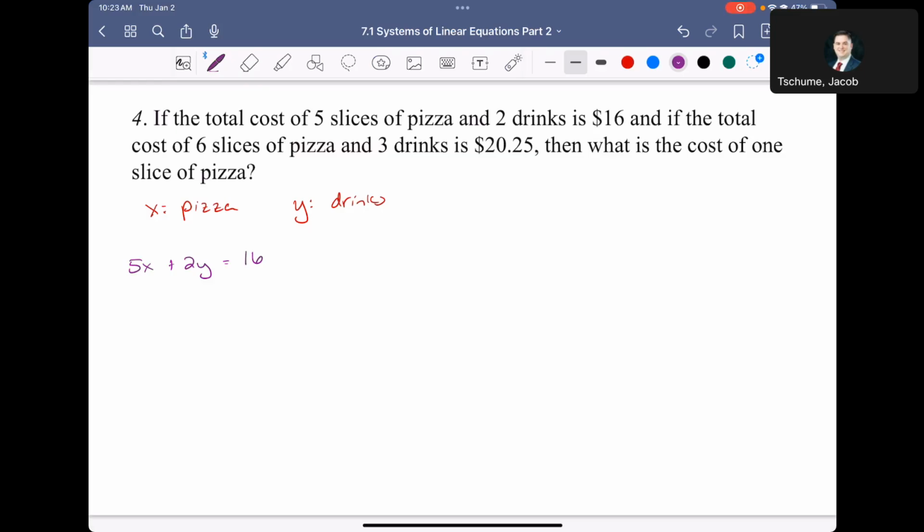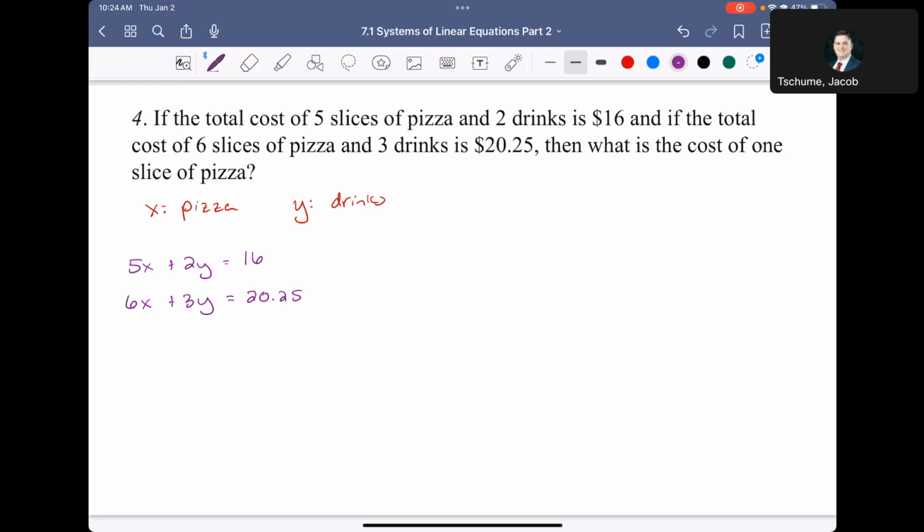Then it describes a different situation. It says if you've got 6 slices of pizza and 3 drinks, this should add up to $20.25. And so what it's asking you to do here, it's asking you only for what's the cost of 1 slice of pizza. Now, that's why I label things. Pizza is X. So in this problem, I don't want to get rid of X. I want to get rid of Y so that X is my final answer.